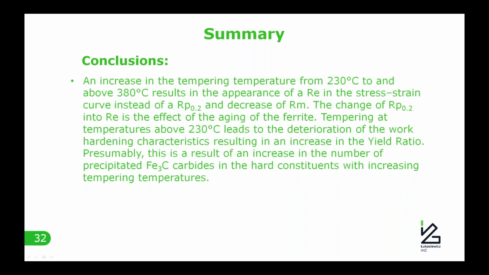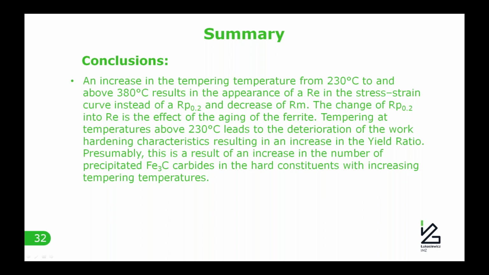An increase in the tempering temperature from 230 centigrade to above 380 centigrade results in the appearance of a yield strength in the stress-strain curve instead of a proof stress, and a decrease of ultimate tensile strength. The change of proof stress into yield strength is the effect of the aging of the ferrite.